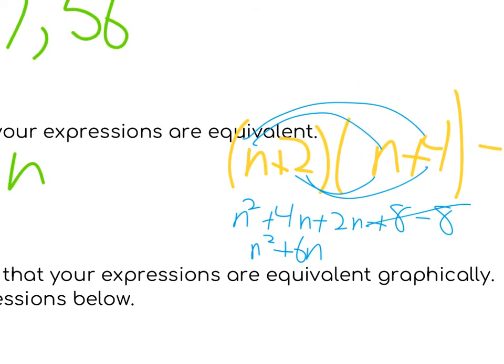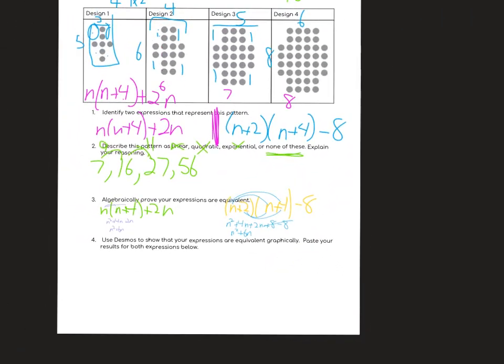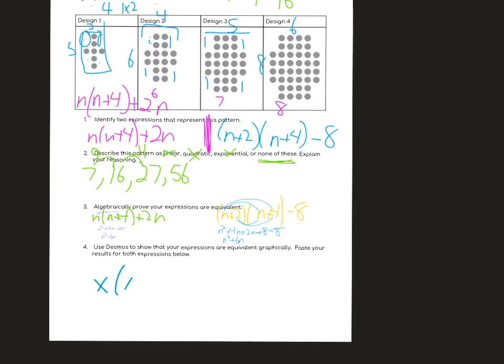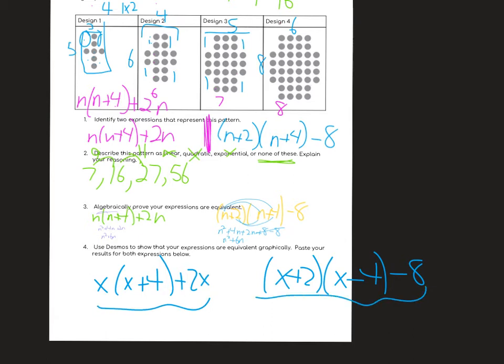And then on the last question, that wasn't letting me do what I wanted. The last part says, use Desmos to show the expressions are equivalent graphically. So what I should put in is x plus 4 plus 2x, and x plus 2, x plus 4, and then minus 8 to show that those are accurate and the same. Oh, I wrote an n there, not an n there. Put those into Desmos, and then copy and paste your graph. I will do that on Edpuzzle, but copy and paste your graph.